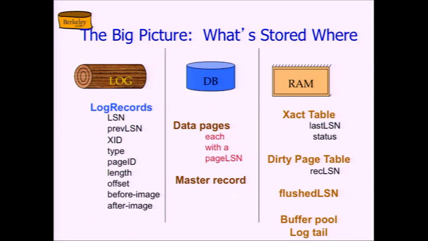We've got the transaction table, remember, which has the last LSN for this transaction and the status of the transaction. We have the dirty page table, which for each page has the rec LSN, the first log record that modified it. We have the flushed LSN that tells us what's been flushed to disk in the log, how far down in the log have we gotten as we flush it sequentially. And then in memory, we also have, of course, the buffer pool and the log tail, right? All right, and they're not safe yet. They're floating around in memory.